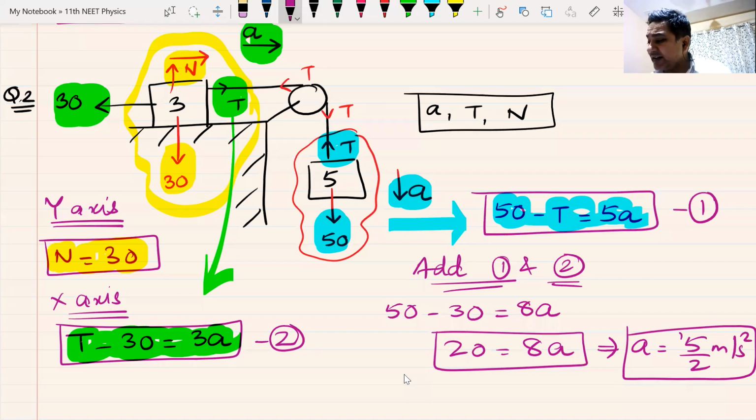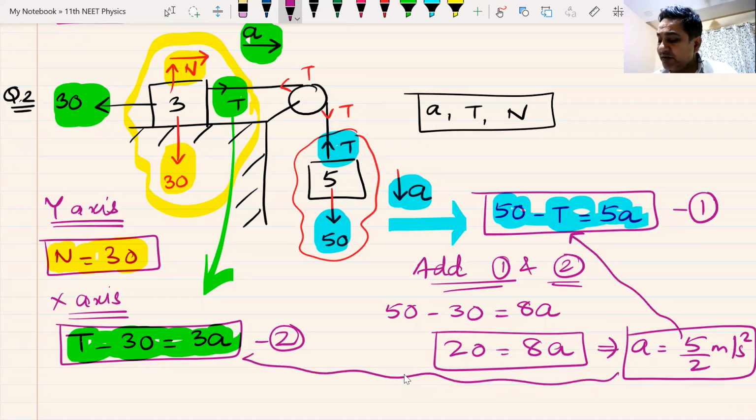As soon as I get this acceleration, I can put it in this equation, or in this equation, and get the value of tension. This is how this question has to be solved.